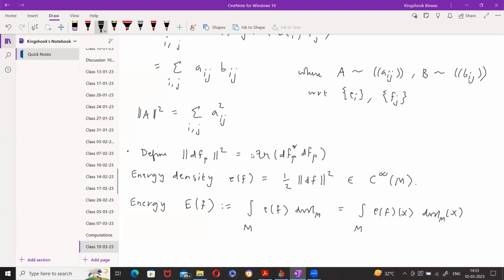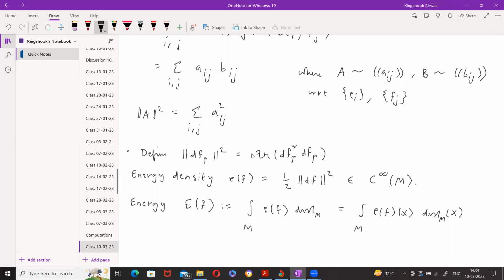It's just notation. And the energy density, you defined it that way. This is a function. Its value at p is half the norm of df_p squared. Okay, this is a function. So is this all right?